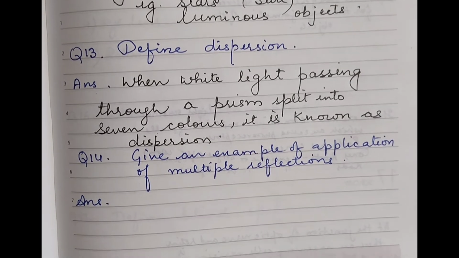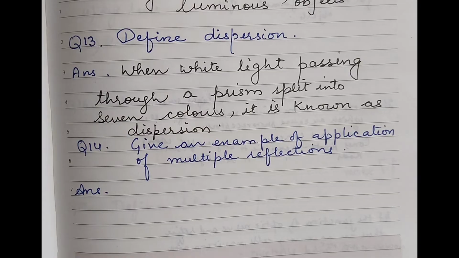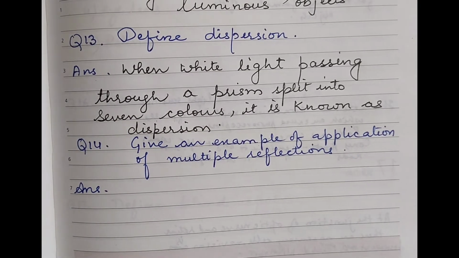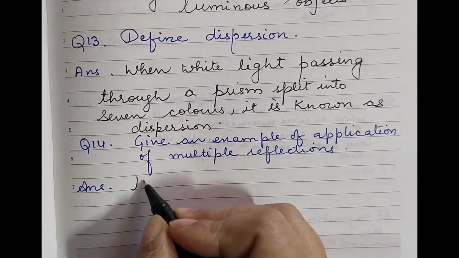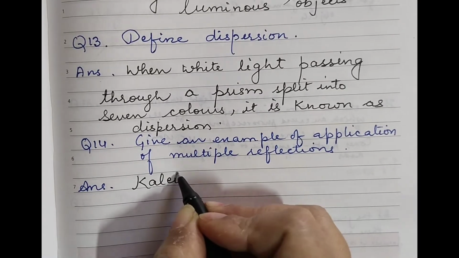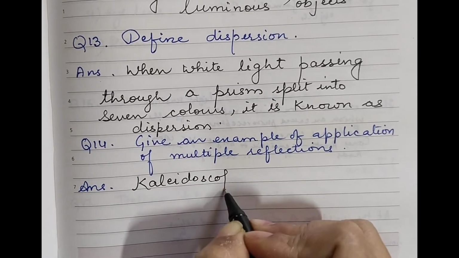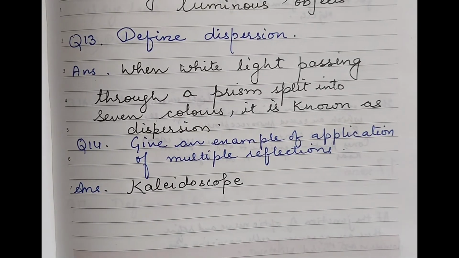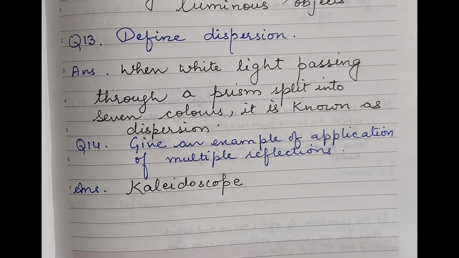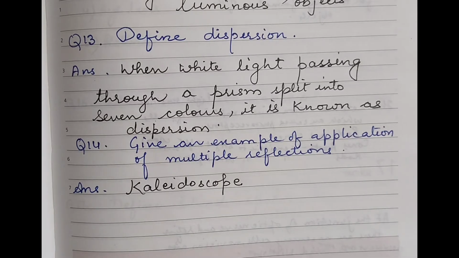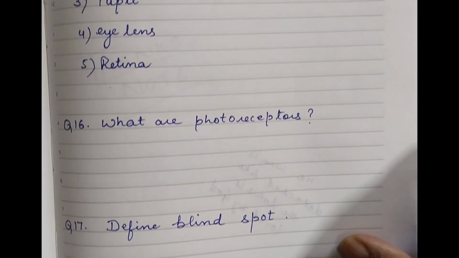Now question number 14. Give an example of application of multiple reflections. The best example of multiple reflection is the kaleidoscope. We can see various patterns through it, and how to make a kaleidoscope is given in your NCERT book. So it's my request to all the students, they must try to make a kaleidoscope. It's very easy and you can enjoy the various patterns shown by it.